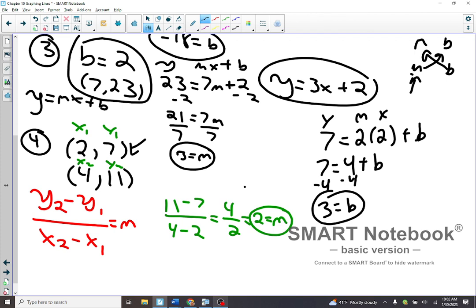So basically, it's find M, then find B. Wait, find M, then pick a point and fill it in with y equals M. Find M, find B is not on the test. I'm just summarizing what you did. All four questions do some form of that.